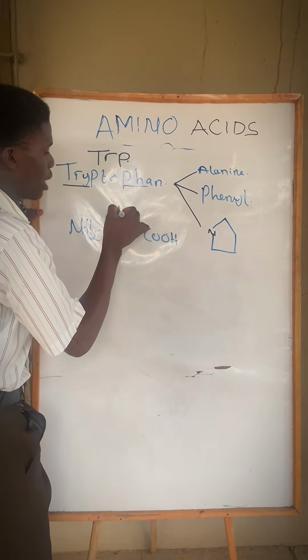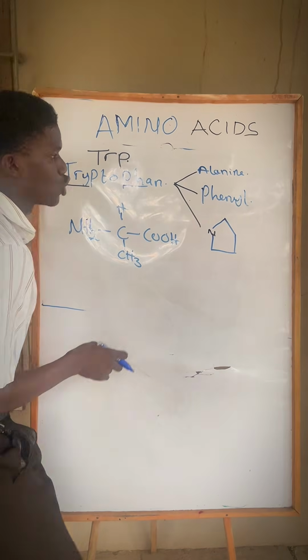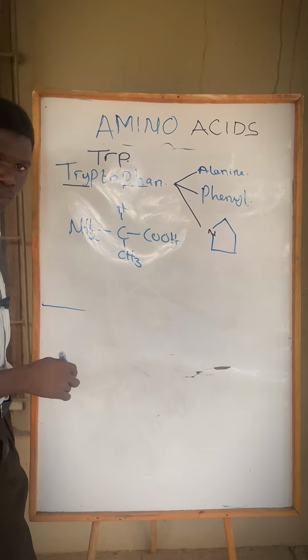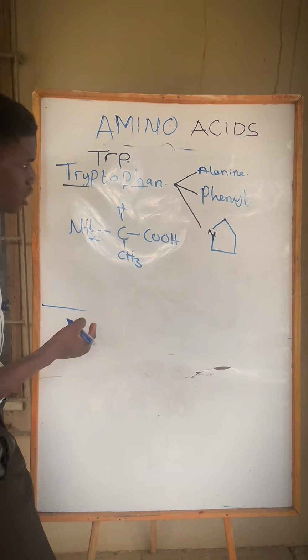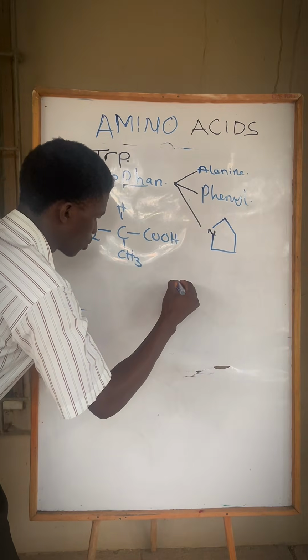NH2CCOOH, H, CH3. The next one is your what? Your phenyl. Your R group too. Okay, so let's draw the phenyl here. You can draw it somewhere here.